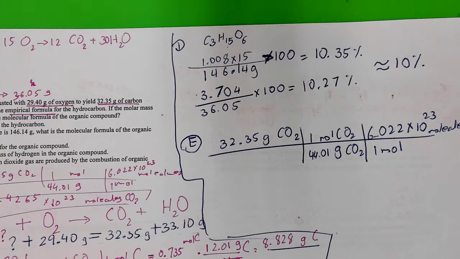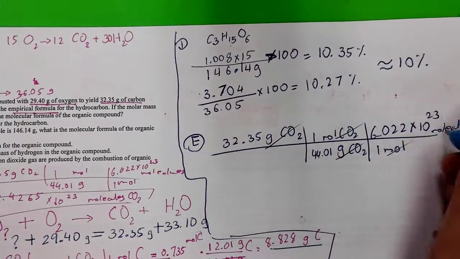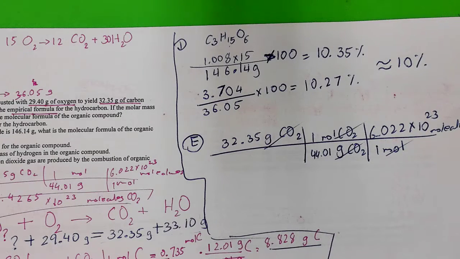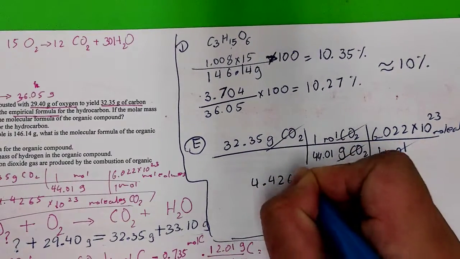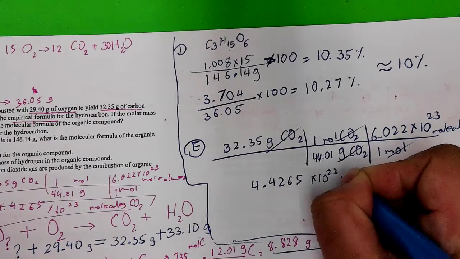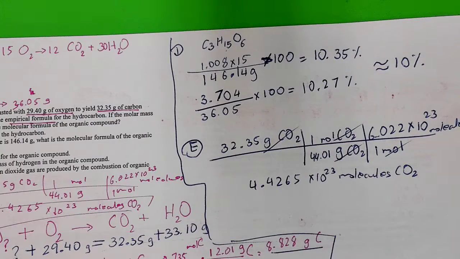Now notice that it's not asking for oxygen. If it's asking for oxygen atoms, that would be this times 2, because each carbon dioxide has two oxygen atoms and 1 carbon atom. So that will be a different part. Okay, so that's what you get. You solve this, you're gonna get 4.4265 times 10 to the 23rd molecules of CO2.